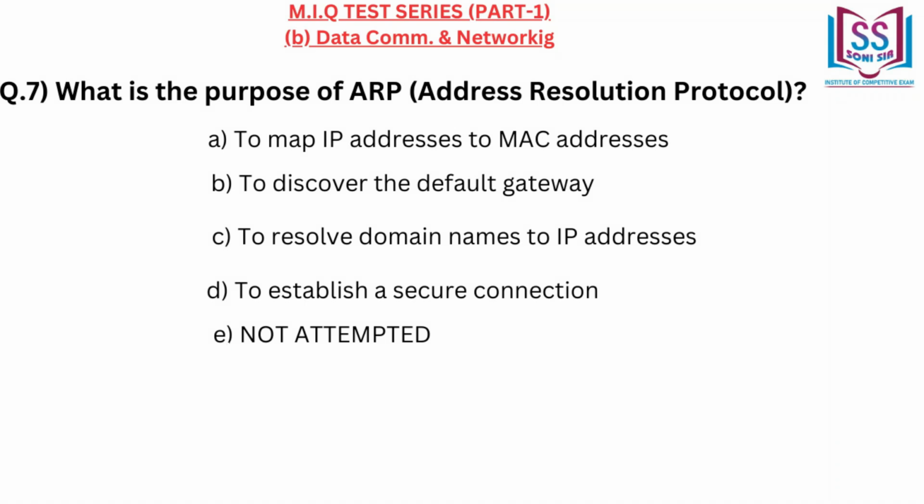What is the purpose of ARP, Address Resolution Protocol? A. To map IP addresses to MAC addresses. B. To discover the default gateway. C. To resolve domain names to IP addresses. D. To establish a secure connection.